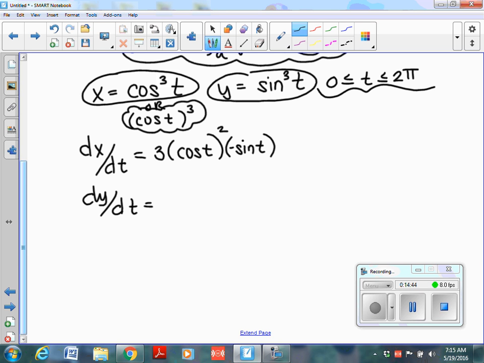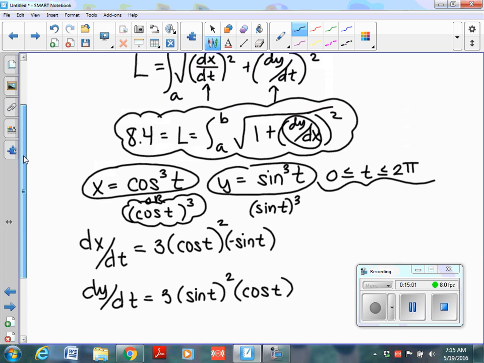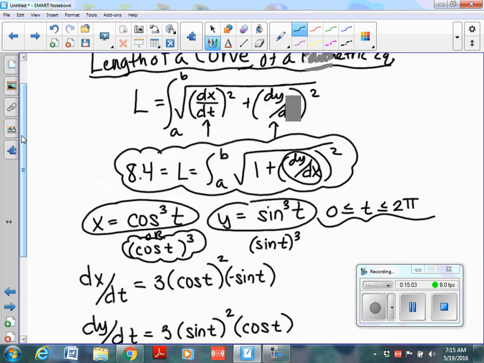Okay, now I'm going to find the derivative dy/dt. Again, this is the same thing as the sine of t raised to the third power. I'm going to put the 3 out in front, leave the inside alone, change this to a 2, and find the derivative of sine, which is cosine of t. Okay, now, since I found the derivative of both of them, I'm just going to use my formula. I'm going to take the dx/dt and square it. I'm going to take my dy/dt and square it. I'm going to put it all under the square root from 0 to 2 pi.